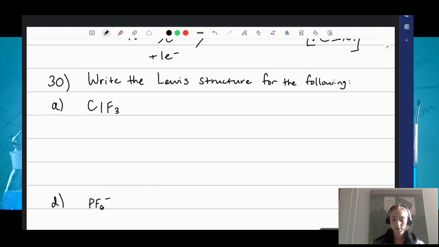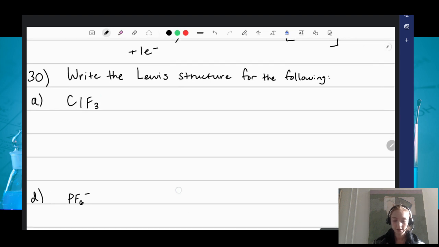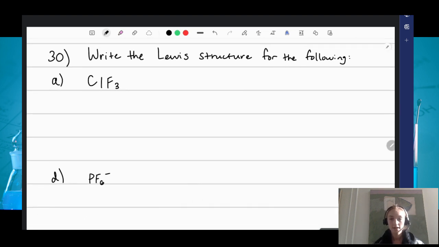We're working with, for the first question, 30A, 4 atoms, since we have 1 chlorine and 3 fluorine. And for 30D, we have 6 fluorine and 1 phosphorus. So these 2 are a little bit different than the others that we just worked on. So let's get through it.